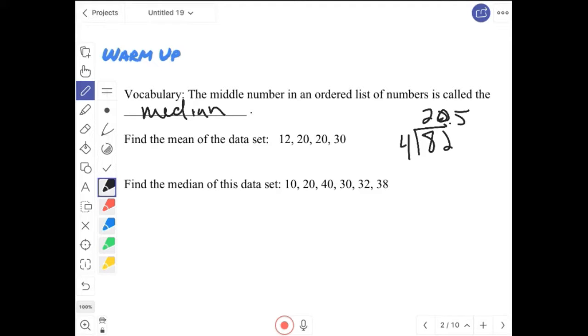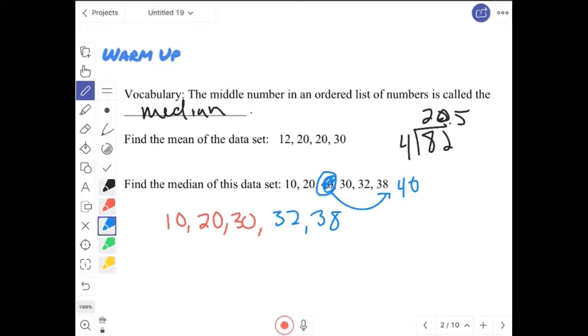And then last, find the median. So the only thing that's out of order here is that 40. So we've got to take that 40 and put it at the end. And now we have an even amount of numbers. So we have 10, 20, 30, and we have 32, 38, 40. So the median would be right in the middle of these two numbers. So that's going to be 31. The other way you can do that is add those together and divide by 2.